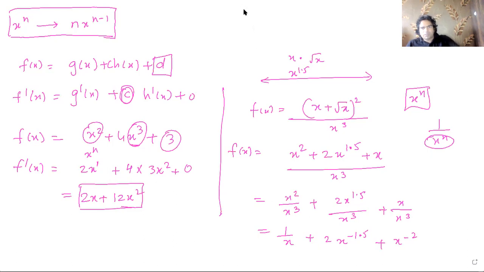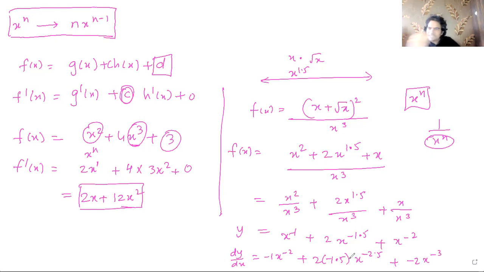The same way for the first one, which can be written as x to the power of negative 1. Now, when I find the derivative for this function, if this is y, then dy by dx is going to be negative 1 x to the power negative 2 plus 2 times negative 1.5 x to the power negative 2.5 plus negative 2 x to the power negative 3. So this is the derivative expression.